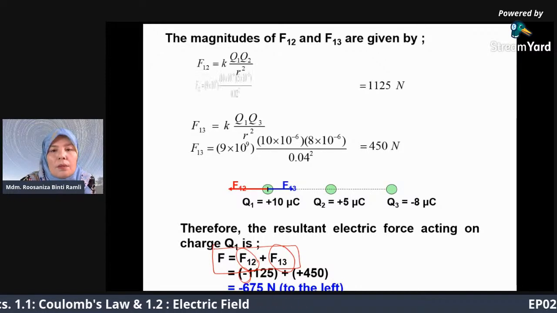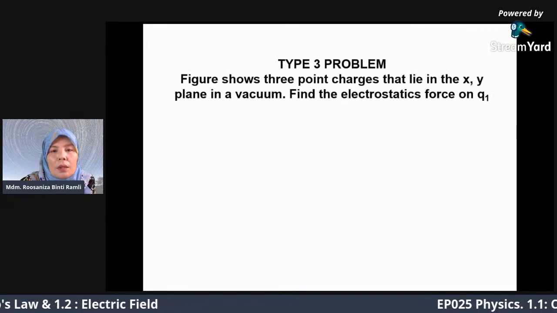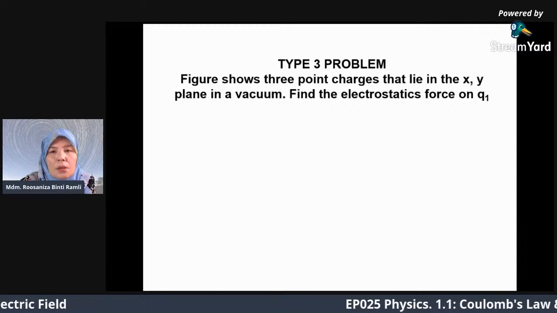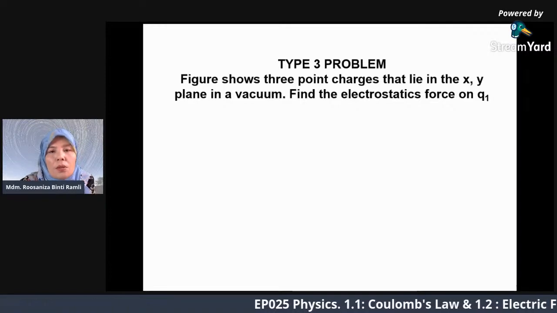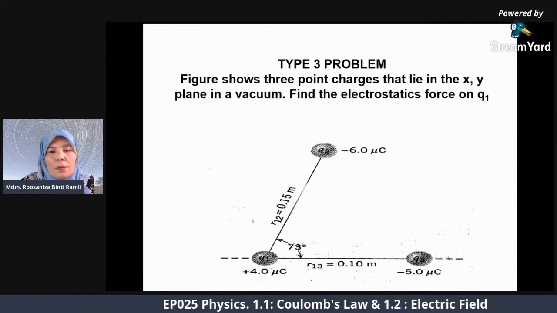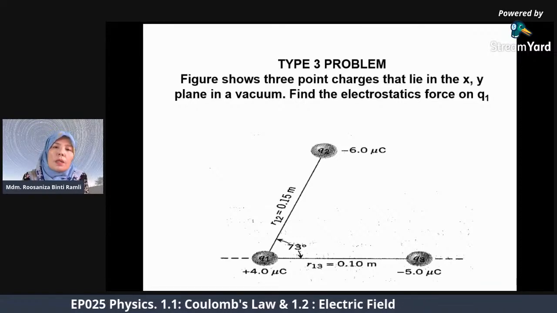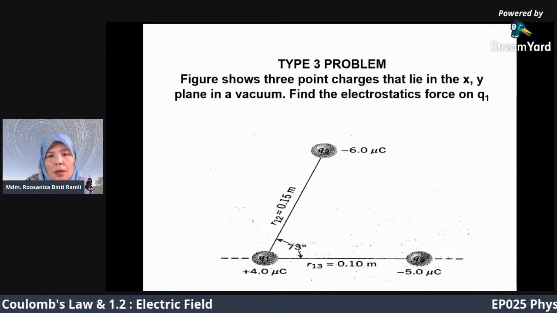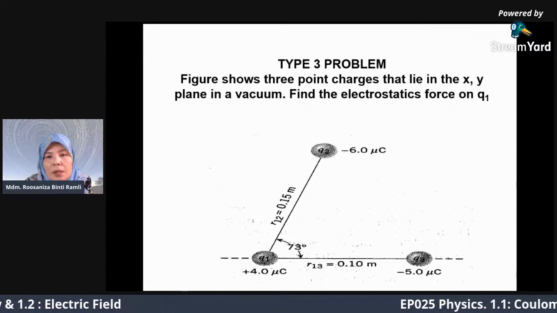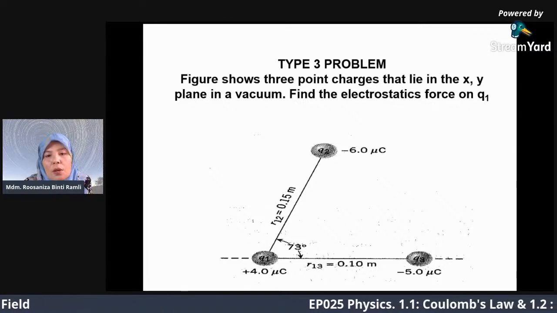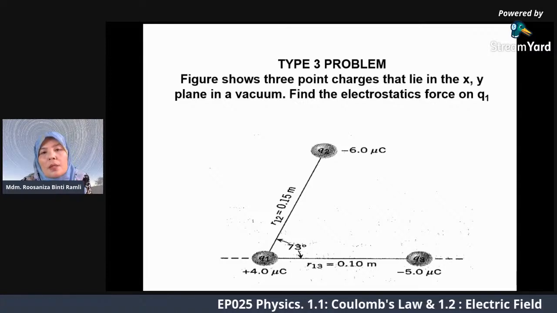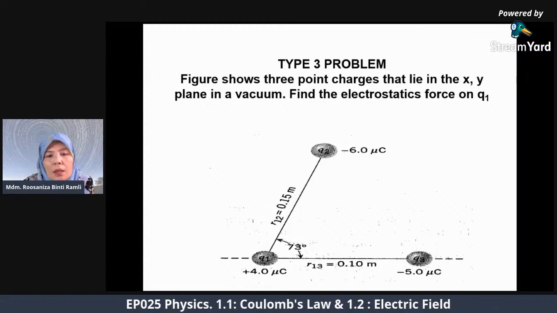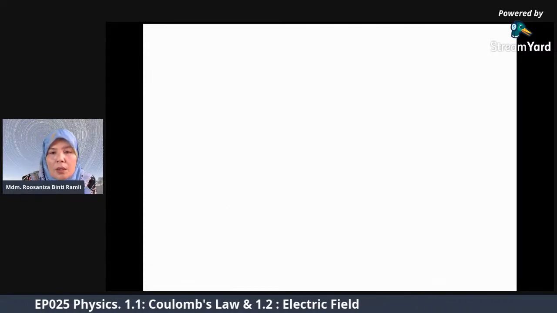So this is the first type of problem of Coulomb's law. And then we also have the type 3 problems. Type 1 problems are in the x axis or in the y axis, which means in one direction. So for type 3 problems, the force is in 2 dimensions.